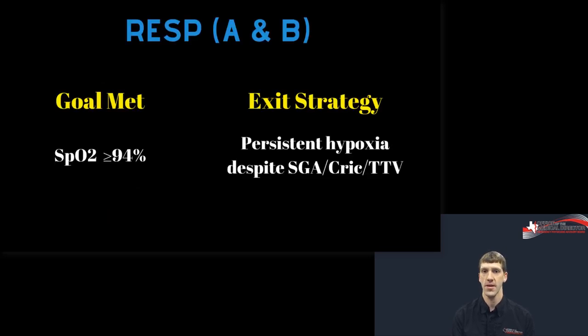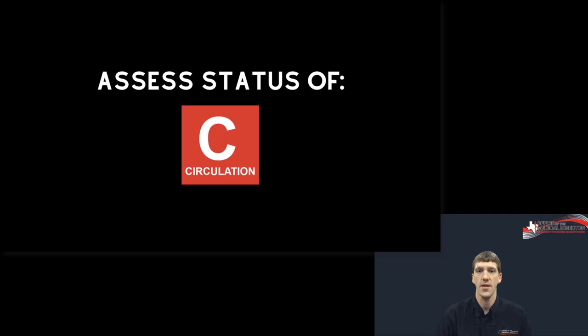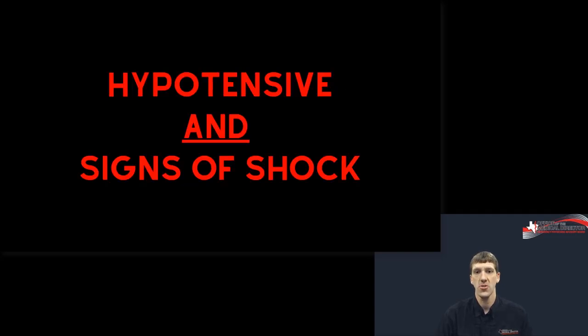But if we've done some things for the respiratory status, our goal is greater than 94%, or our exit strategy. For persistent hypoxia, we're going to drop a supraglottic airway or a King as appropriate, or we're going to take our steps of a crike or TTV as we need it. Next, we're going to assess our circulatory status. So if the patient is hypotensive and shows signs of shock, we're going to begin our interventions.